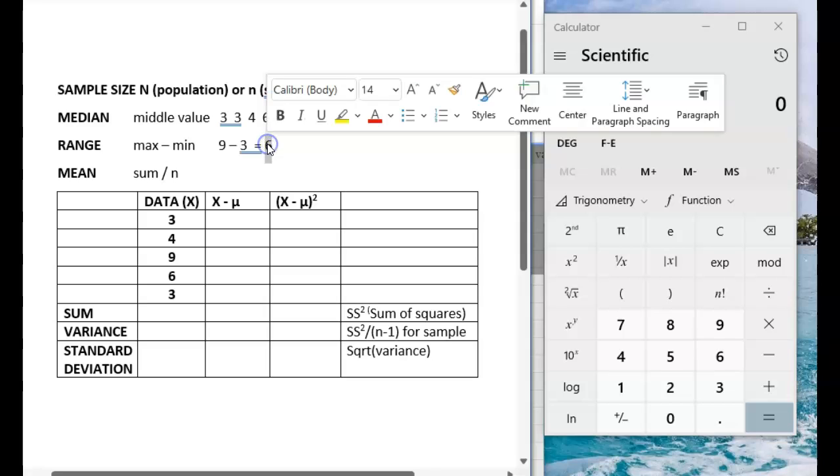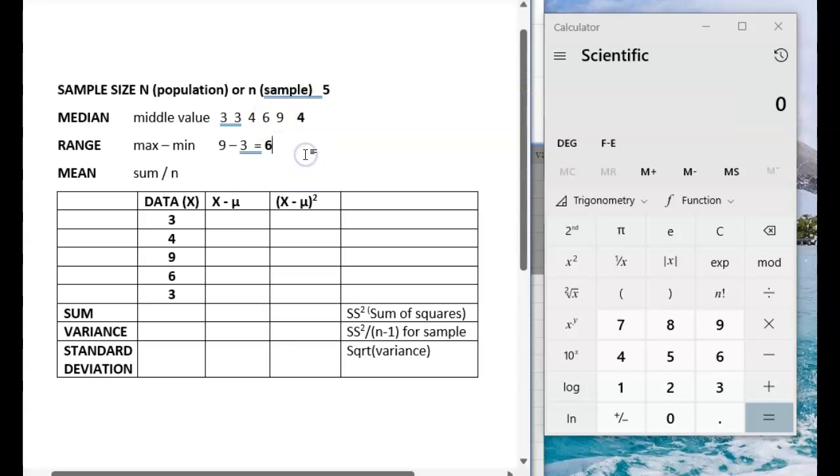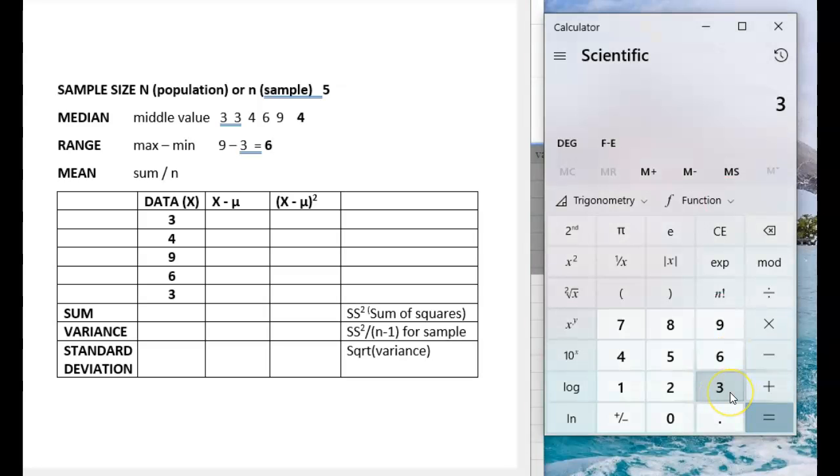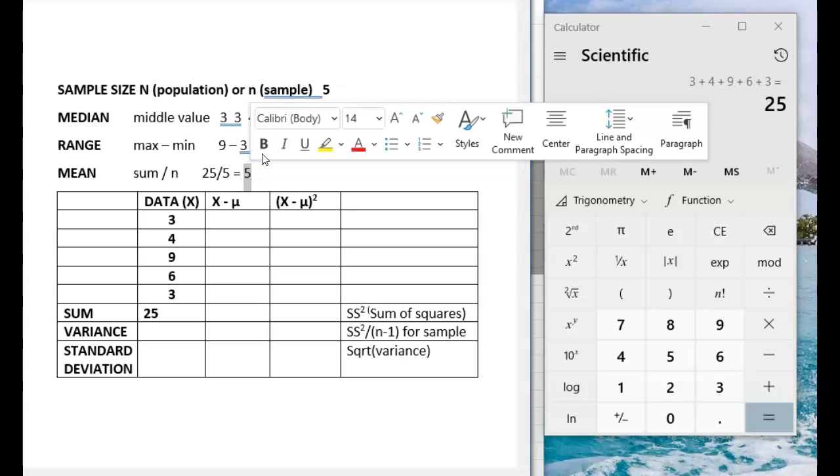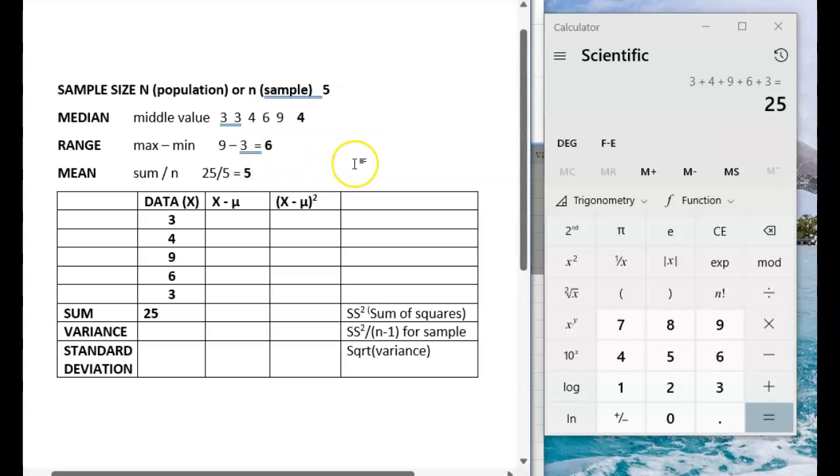And our mean is we take the sum of the values and we divide by n. So we know what n is. N is a 5. And the sum of our values, I'll come over here and use a calculator. We've got 3 plus 4 plus 9 plus 6 plus 3. And the sum of our values is 25. So that means to calculate our mean, we just go 25 divided by n, which is 5, and that equals 5. So that's our mean.